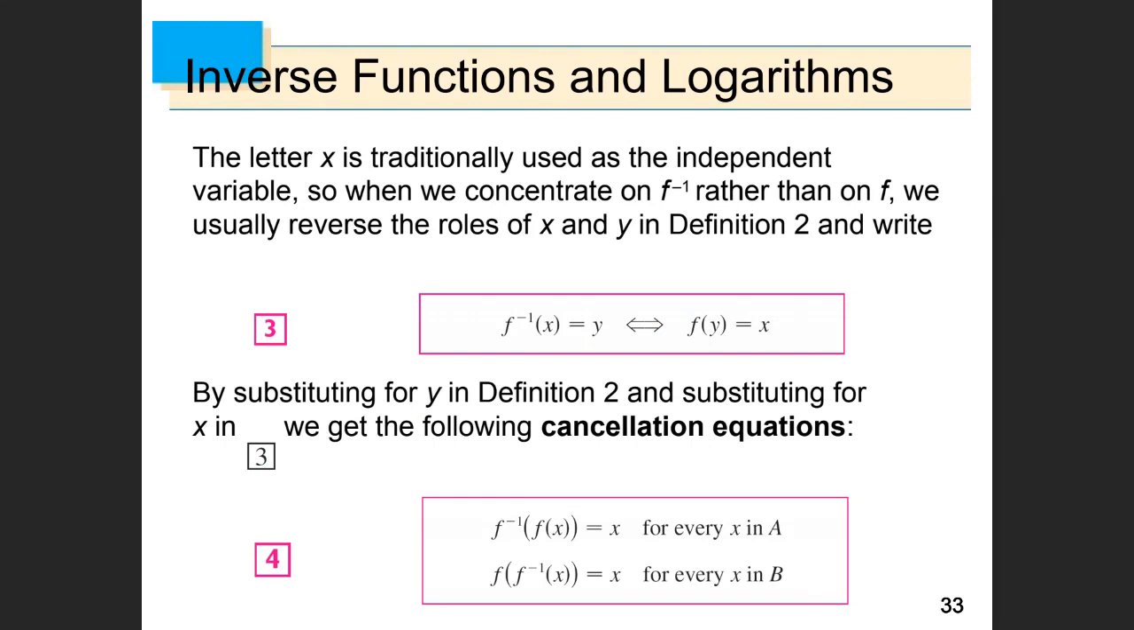All right. Let's discuss something called cancellation law. Before we get to cancellation law, please look at definition 3 there. It says f inverse of x is equal to y. Remember, bidirectional means if and only if. I'm sure you remember this when we did logic. So f inverse of x is equal to y if and only if f of y is equal to x.